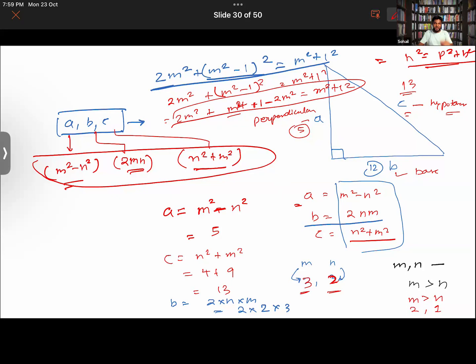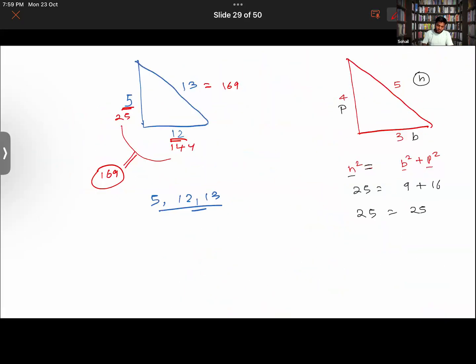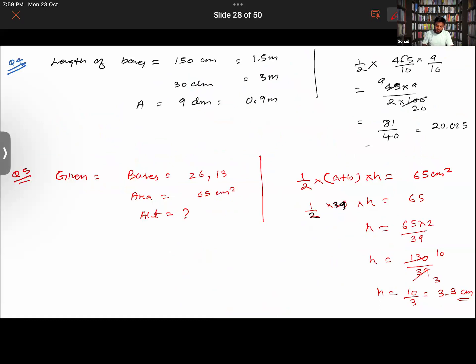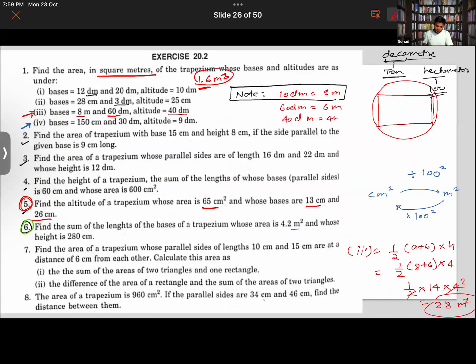Anyways, let's get back to the topic which we were discussing. We were talking about exercise 20.2. Did we solve question number 6? No, sir, we haven't solved it yet. Ahmed, we are solving question number 6 of exercise 20.2.